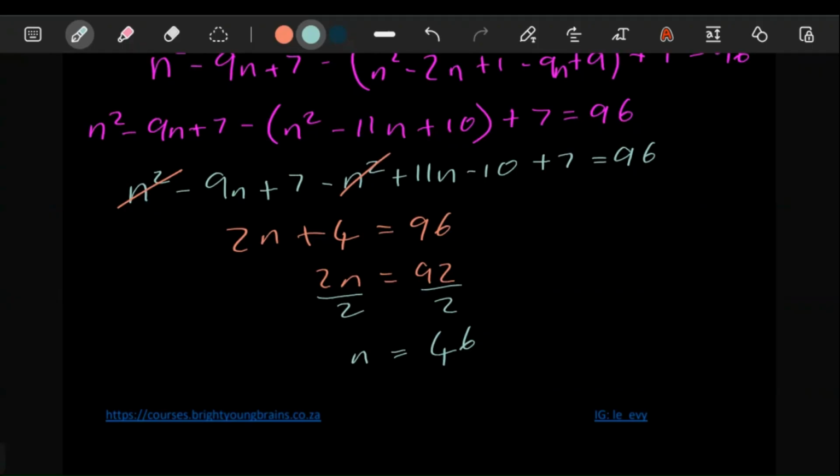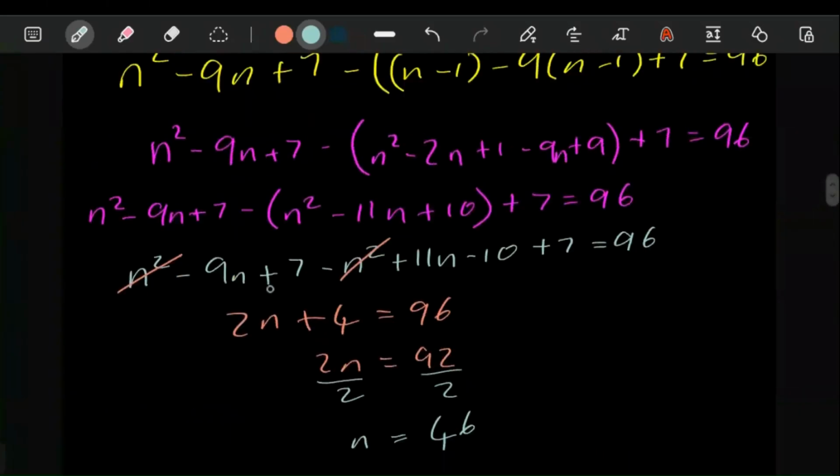No. A 4, this 4 is weird. Let's see. 7. Let me just double check what I did here. I feel like I made a mistake somewhere. This here is a plus negative. Let me see here.